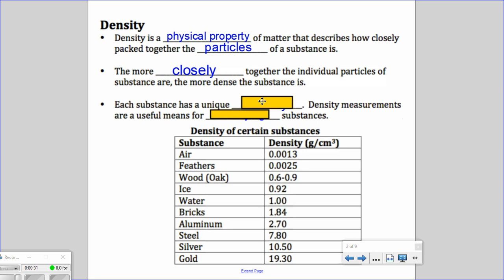So as a result, each substance has a unique density. Density measurements are useful for identifying substances. This chart here provides a list of substances and their densities as well. Each of these substances has a different density. So determining the density of two items, let's say bricks and aluminum, would allow you to differentiate between these two. Or let's say you have two things that look the same, such as aluminum and steel. Determining the density would allow you to determine which item was steel and which substance was aluminum.